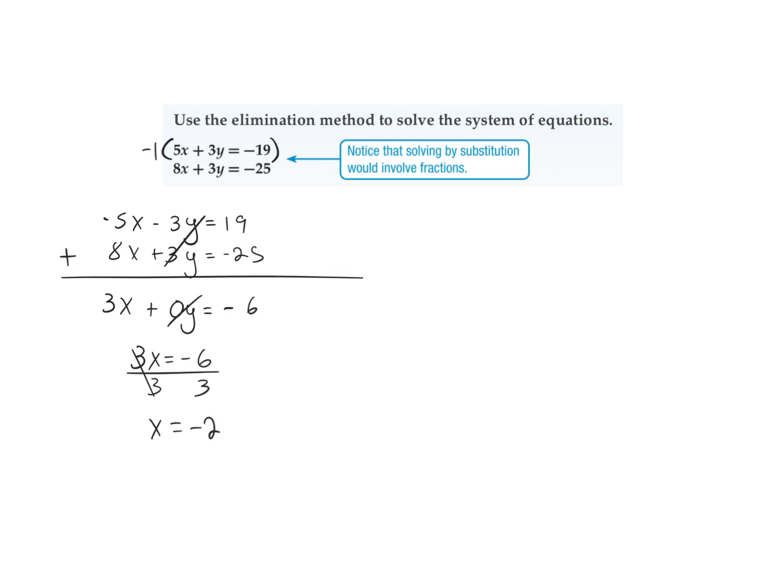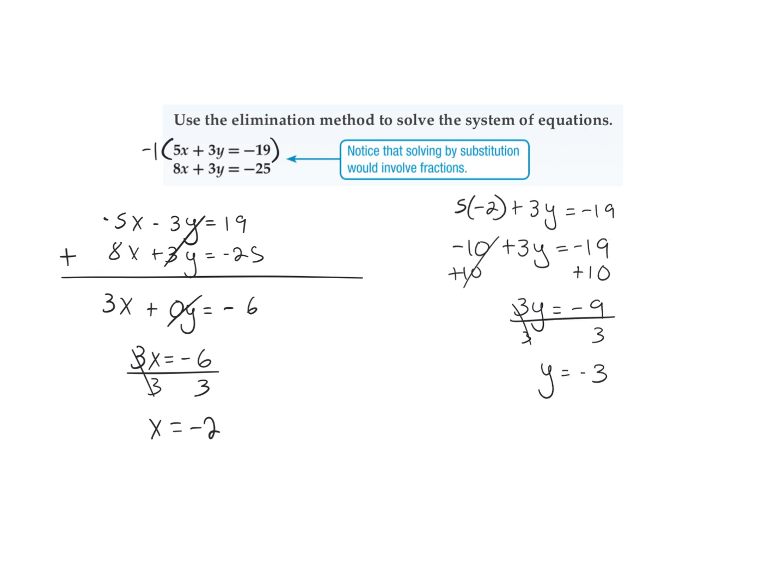Now you do the same thing as last time. You grab that negative 2 from your answer and plug it back into the original equation. So if I plug it into this one, 5 times negative 2 plus 3y equals negative 19. Again, you always want to choose the original equation. So this would be negative 10 plus 3y equals negative 19. I'll add the 10, and we get 3y is equal to negative 9. I'll divide by 3 on both sides and get y is equal to negative 3. Again, your answer is going to be an ordered pair, negative 2, comma, negative 3.